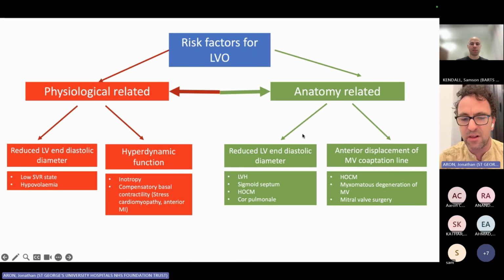So that's if the left ventricular cavity is small. And the other thing is, if the mitral valve is diseased, it can actually push its way into the left ventricular outflow tract and cause obstruction. And the most common things you really see are degeneration of the mitral valve or after mitral valve surgery.